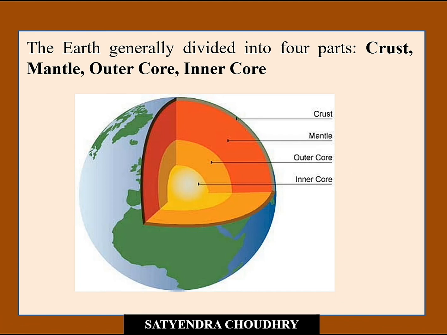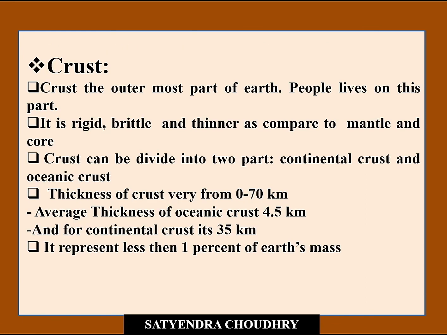You can divide the earth into four parts: crust, mantle, outer core and inner core. Crust is the outermost part of the earth. People live on this part. It is rigid, brittle and thinner as compared to mantle and core.